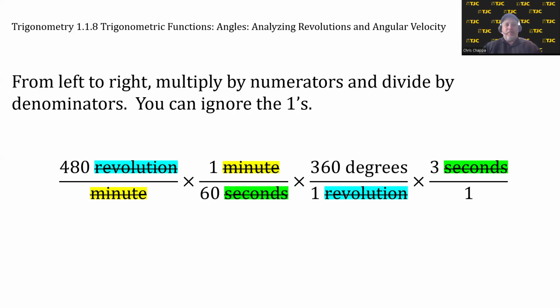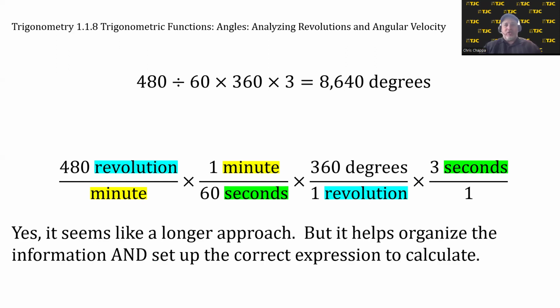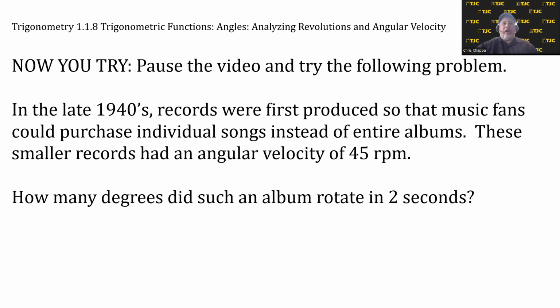So from left to right, we would do 480 divided by 60 times 360 times 3, which gives us the correct answer. I know it seems like a long approach, but I promise you, it helps you organize when to multiply and divide, and this skill can be used in other courses such as physics and chemistry when you're converting units of measurement. Now you try.